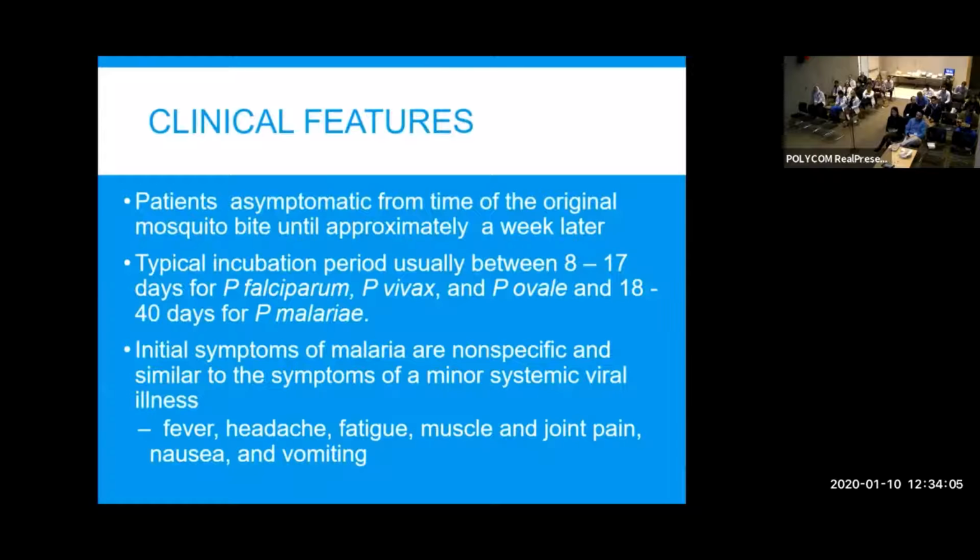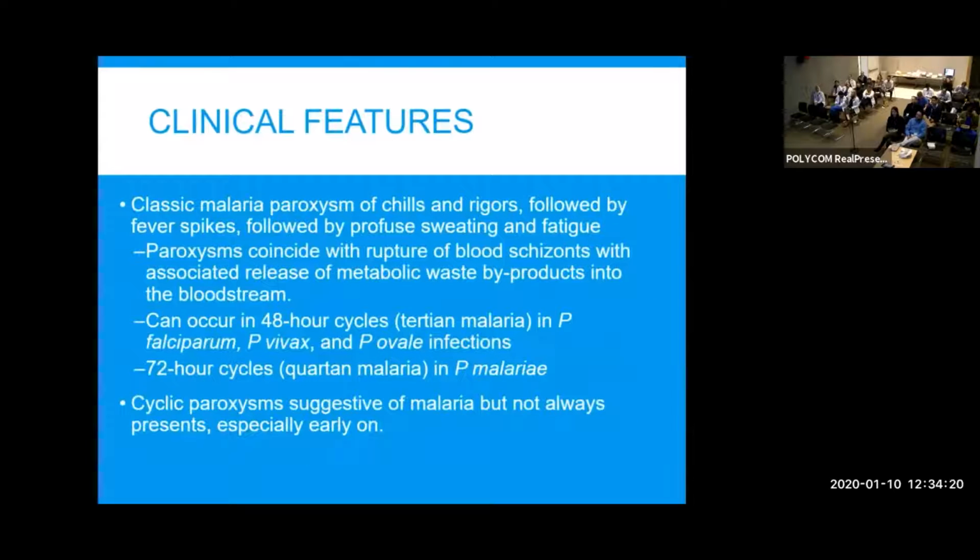Most often a viral illness where they then ultimately develop fevers, headache, fatigue, joint pains, muscle aches, nausea, and vomiting. GI symptoms are often quite prominent. The classic malaria paroxysms of chills and rigors, we call classic, but we don't necessarily always see it that way. They get chills and rigors followed by fever spikes with sweating and fatigue. As I mentioned before, these paroxysms coincide with the rupture of blood schizonts and the release of the byproducts into the bloodstream and the cytokines associated with that. This can occur in a 48-hour cycle or even longer, depending on which type.